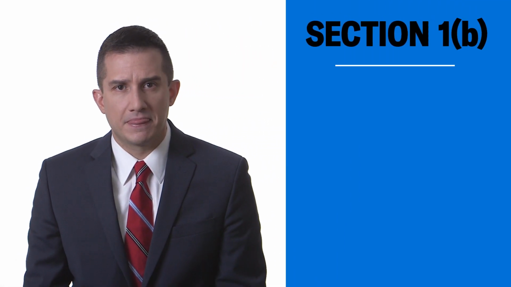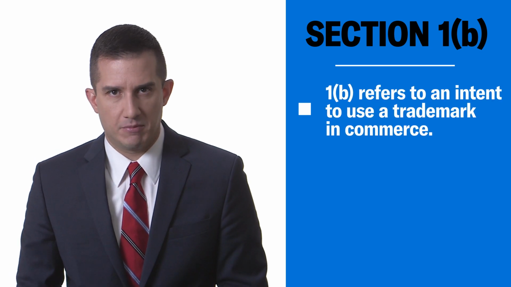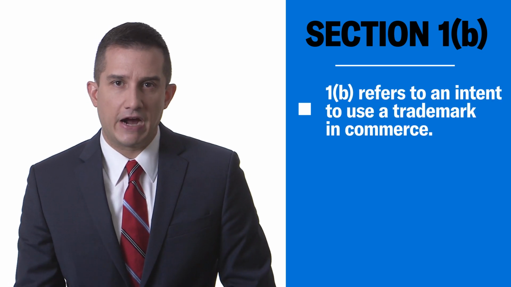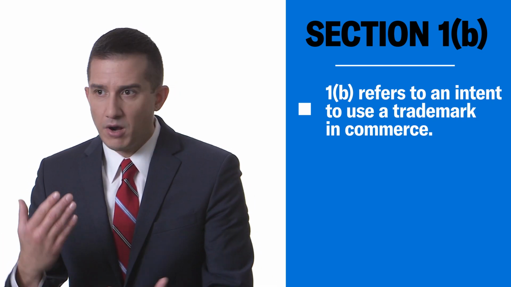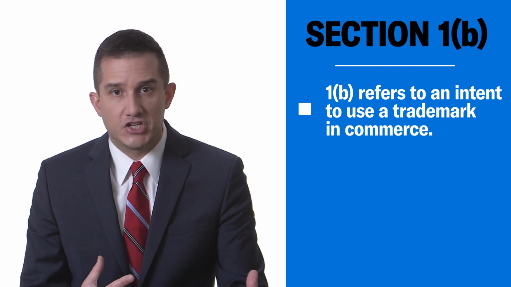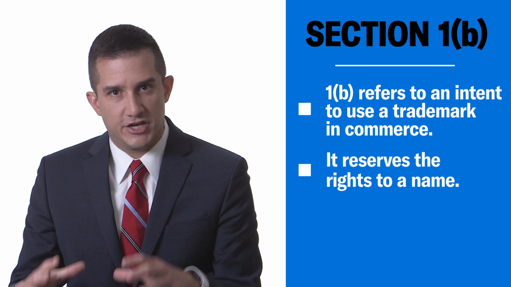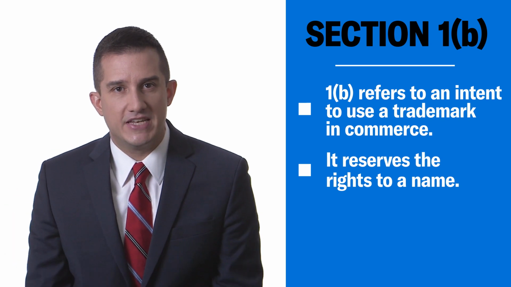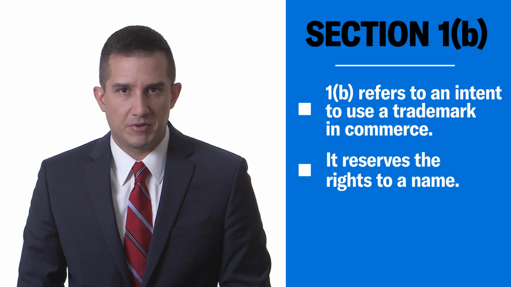So this brings us to our next filing basis, which is a Section 1B. A Section 1B filing basis is based on an intent to use the trademark in commerce. And the reason that this filing basis exists is that if you're starting your business and you want to buy a domain or you want to start getting your product packaging together, get your website built, and you want to reserve rights in your name and you don't want anybody else to come in and take it while you're getting all those things going, you can file an intent to use application.